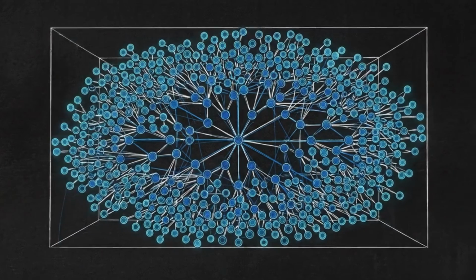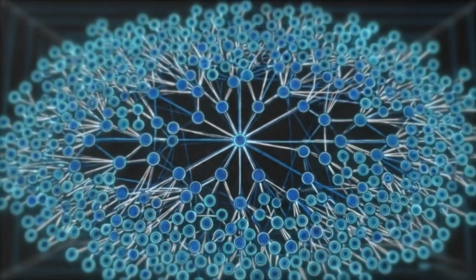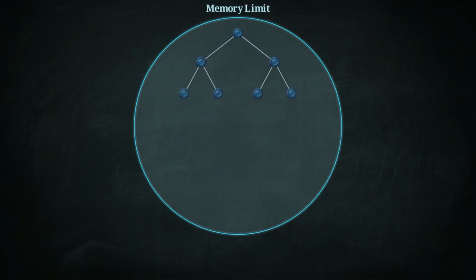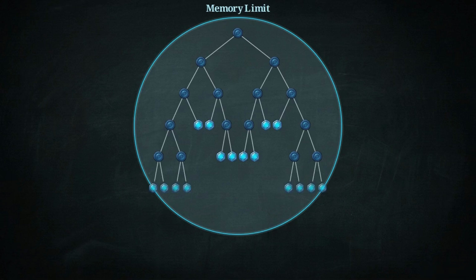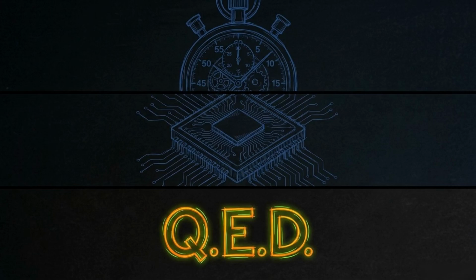No matter how massive your input file gets, the total number of nodes generated will never exceed this proportional limit. Because the maximum memory scales directly and linearly with the input characters, the space complexity is tightly bound at O of n. Huffman coding maintains high memory efficiency because the geometric rules of binary trees strictly prevent exponential memory bloat. We have the speed and space. Now, the theoretical proof. Why does assigning shorter codes to frequent characters mathematically guarantee the smallest possible file size?